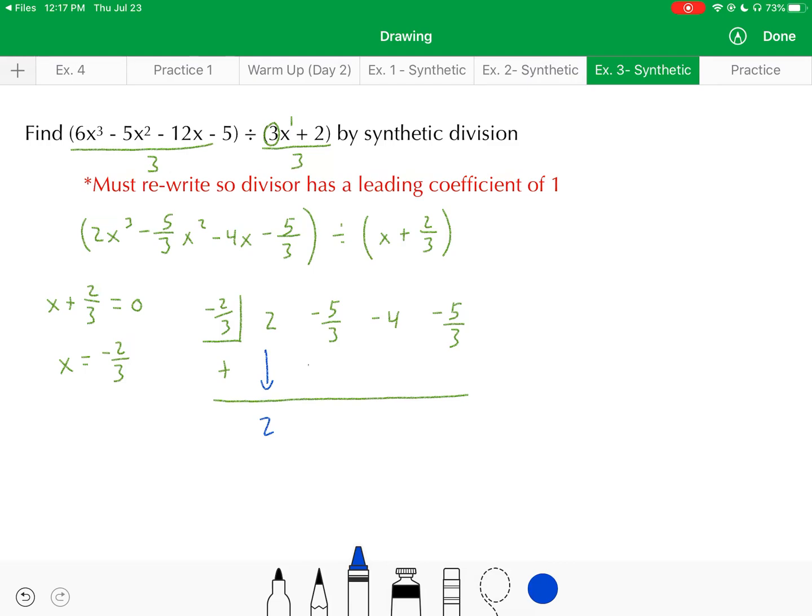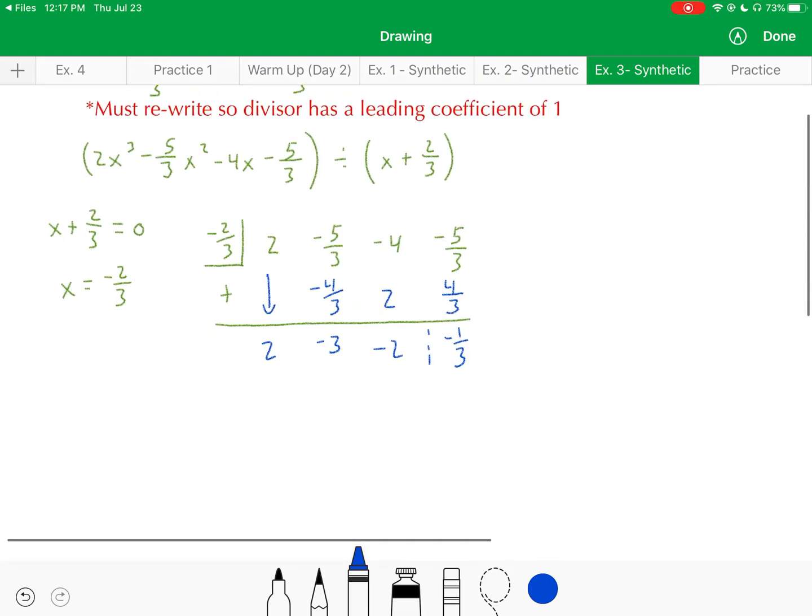2 times -2/3 is -4/3. If I add -4/3 with -5/3, initially that gives me -9/3, which reduces to -3. -3 times -2/3 would be +2. -4 plus 2 is -2. And then -2 times -2/3 would be 4/3. Okay, -5/3 plus 4/3 is, of course, -1/3. All right. So now I can formulate my quotient.